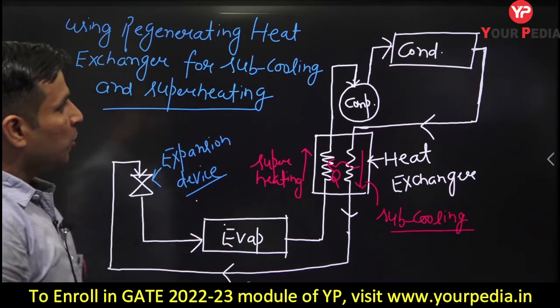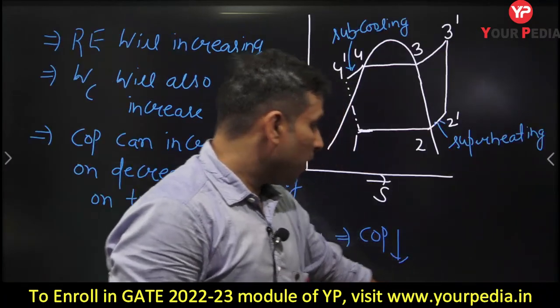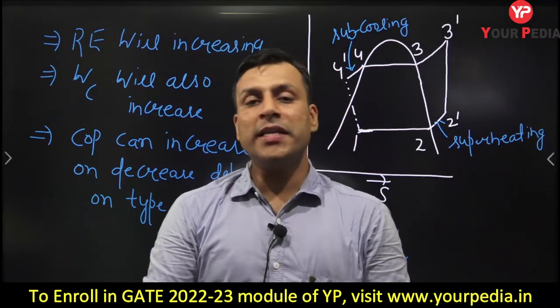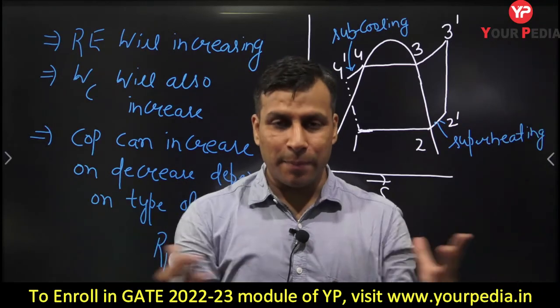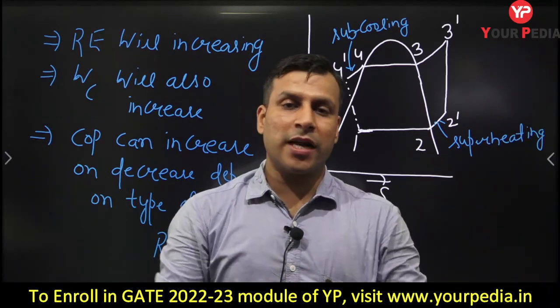Okay. So I think you got some idea from today's discussion about the effect of various operating parameters like condenser pressure, evaporator pressure, superheating, and subcooling when combined. So just revise these things again.